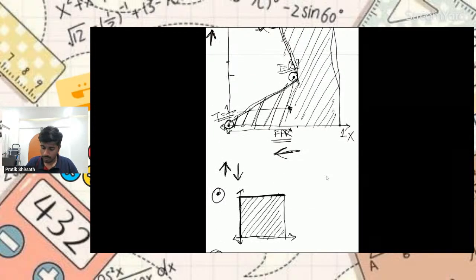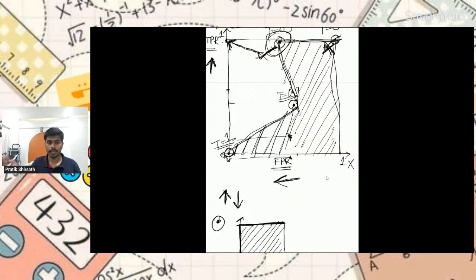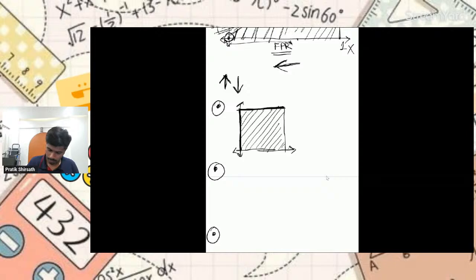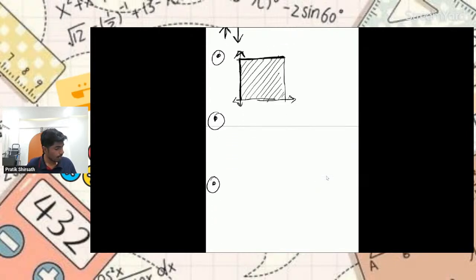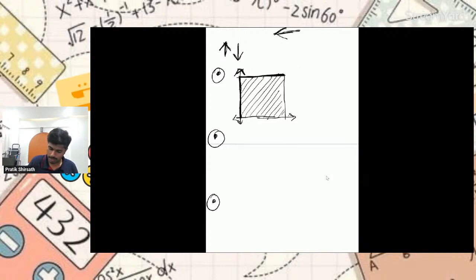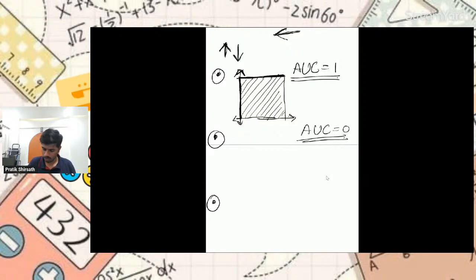But yes, whenever the value is going towards the TPR and the value of FPR is decreasing, then you are winning, my friend. So you get first. The second is when AUC is equal to 0. This is nothing but my AUC is equal to 1. The second is AUC is equal to 0. Now AUC equal to 0 is nothing but the opposite of this. This will be my AUC is equal to 0.